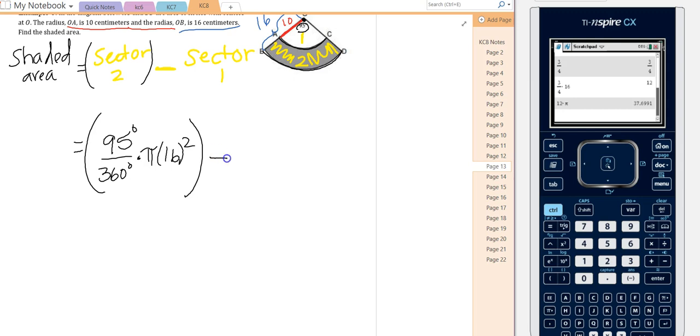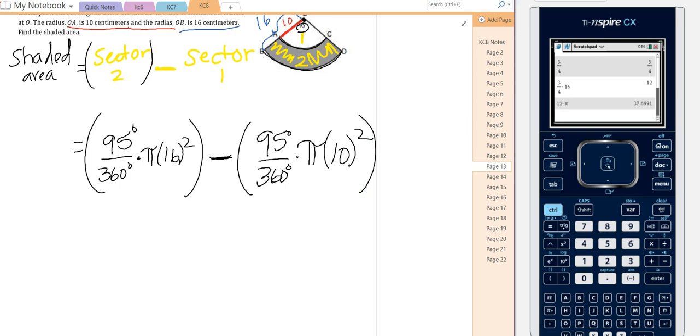I'm going to write the formula for the next one, just so we can have them both going at the same time. The sector for region 1 that's not shaded, same formula, same angle, right? So 95 degrees divided by 360 degrees times pi r squared. Our radius is what's in red from O to A, and that's 10. Don't forget to square it. And that's my area for sector 1.